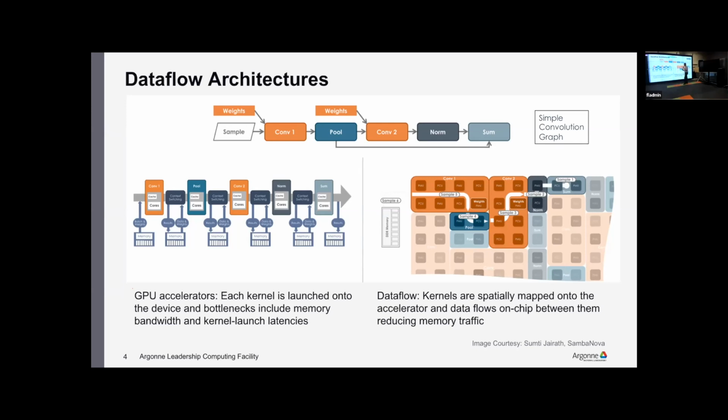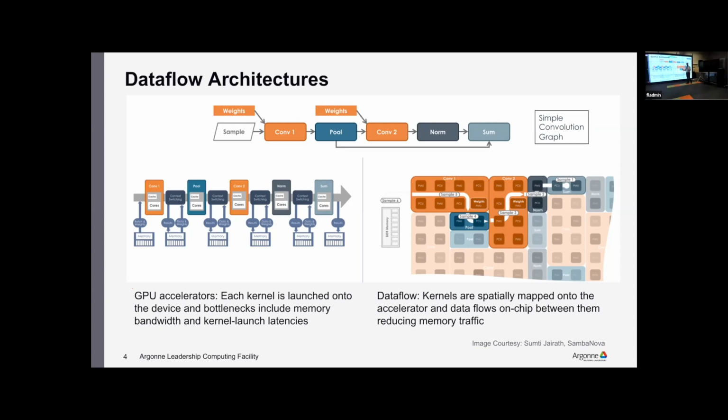So what happens in a dataflow architecture? In a dataflow architecture, you take these kernels and map them on a chip. You take the output of a kernel and stream that as input to the next kernel. The data flow remains on chip, and you have high-speed caches that help move data between these kernels. This is a very coarse-grained description of what a dataflow architecture is.